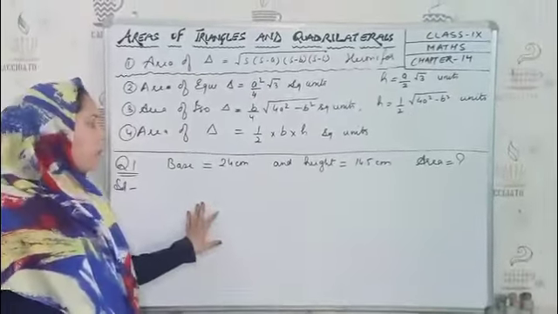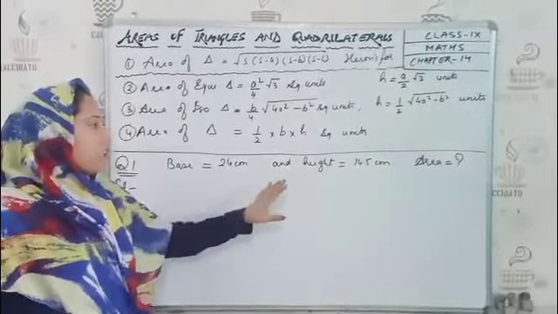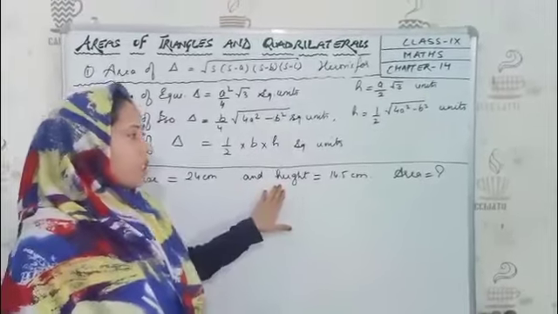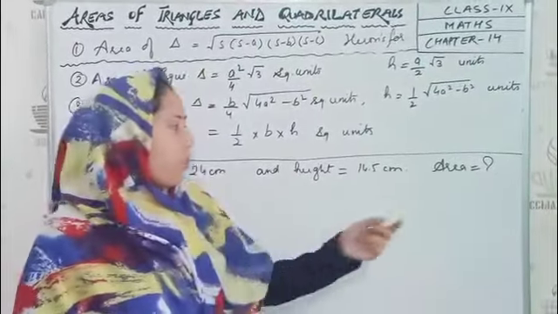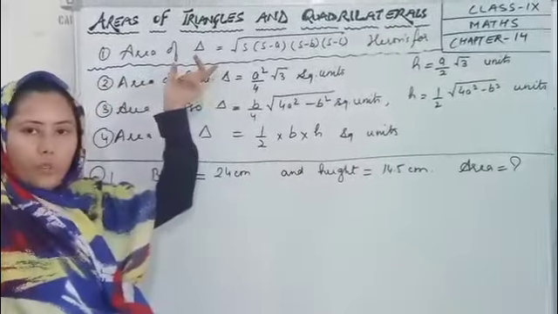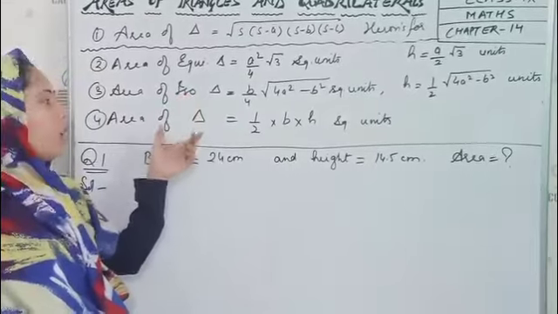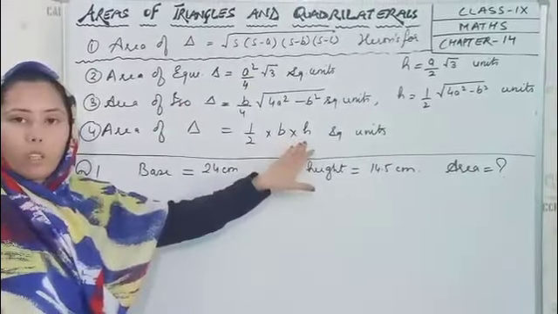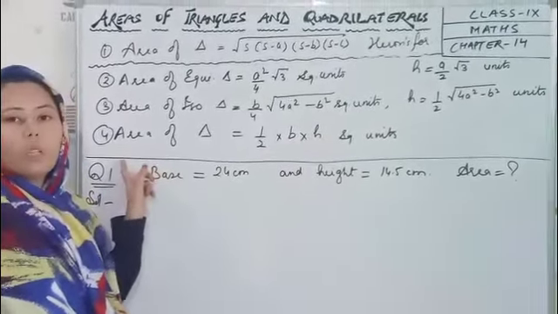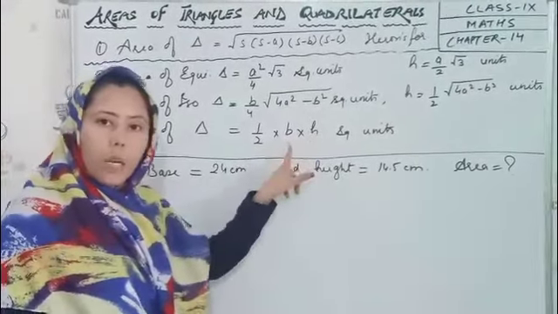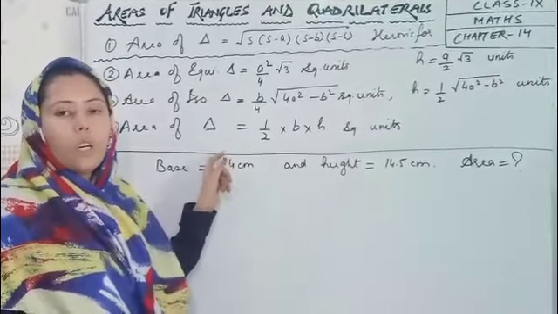Now question number 1 is, they have given you base 24 centimeter, height 14.5 centimeter, and they said you to calculate area. Now we have 4 choices for area. We can also find the area with Heron's formula. There is a formula for the area of an equilateral triangle, a formula for an isosceles triangle, and the area of a triangle when base and height are given. So which one will we use? We will use the fourth one, because height is given and base is given, so we will use this formula to calculate the area of a triangle.